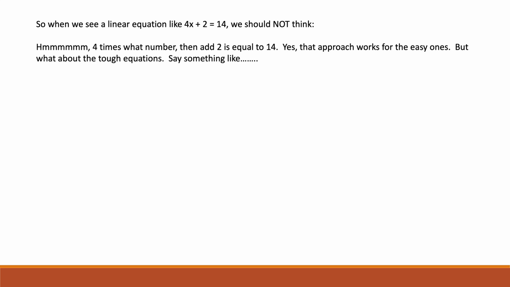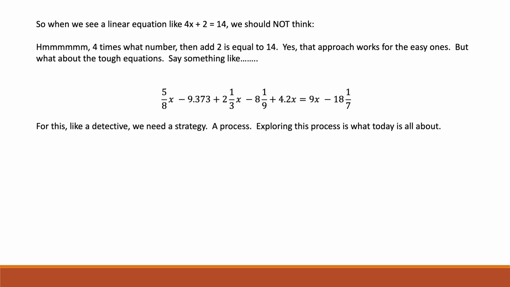Okay, so when we see a linear equation like 4x plus 2 equals 14, this is what we should not do. We should not say, 4 times what number, then add 2 is equal to 14. Oh, yeah, that approach works for the easy ones like this. You could say, well, 4 times 3 is 12, plus 2 is 14. And it would work for this, but when you get to the tough equations, say something like this guy, well, then we don't walk around with those numbers off the top of our head. So we need a strategy. We need an algorithm, a way to go about solving these equations that will always work. We want to be like a detective at a crime scene.